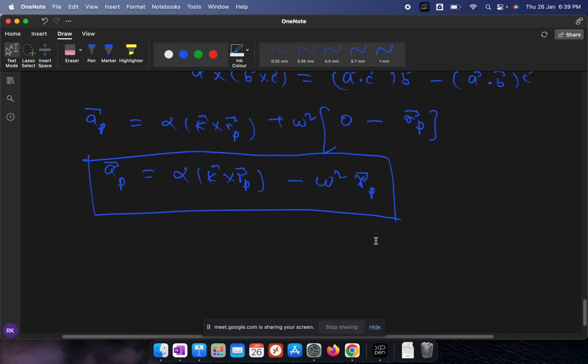This is called tangential acceleration, and this is called radial acceleration.